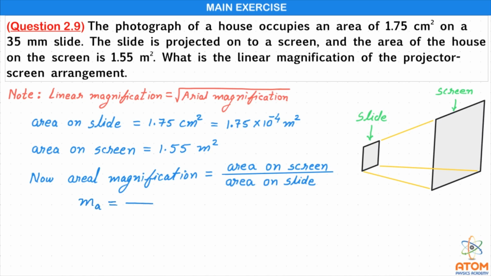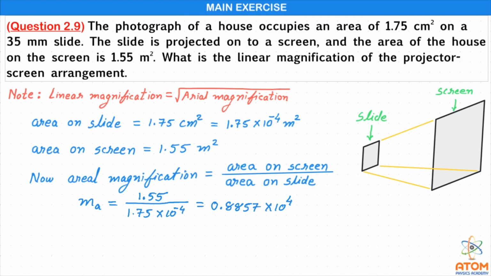So MA becomes, here the area on the screen is already given 1.55 meter square and the area on slide is 1.75 multiplied by 10 raised to minus 4. Solving this, we will get 0.8857 into 10 raised to 4. So this is the areal magnification.